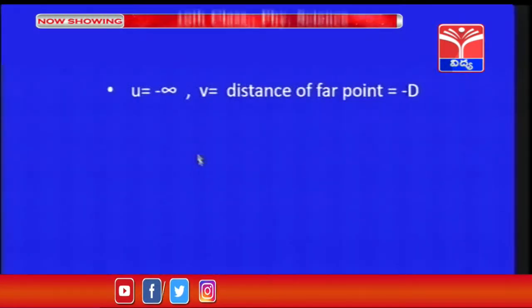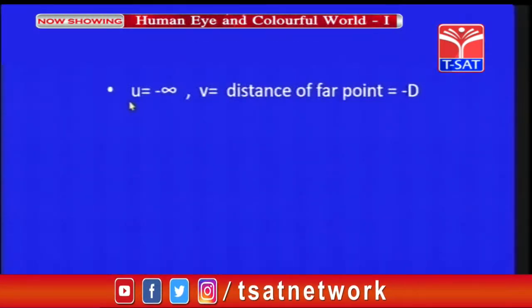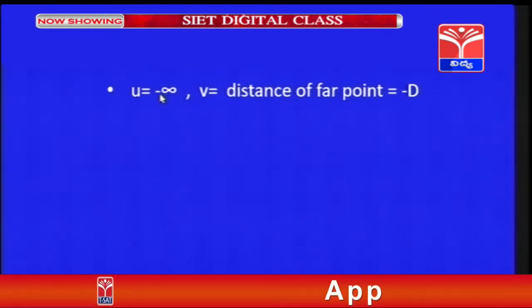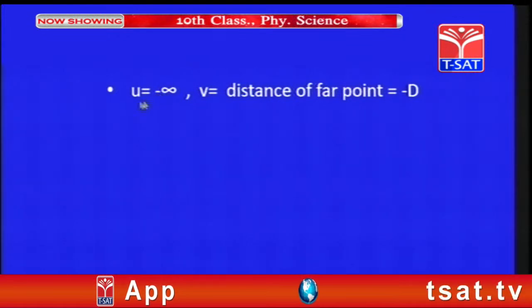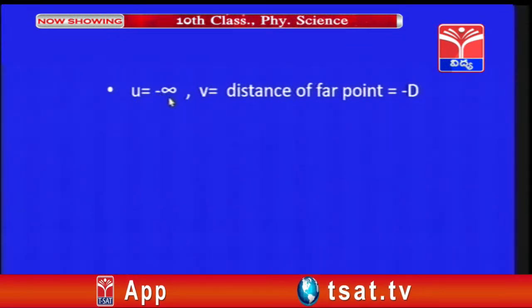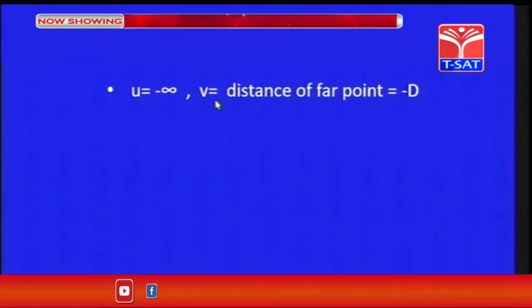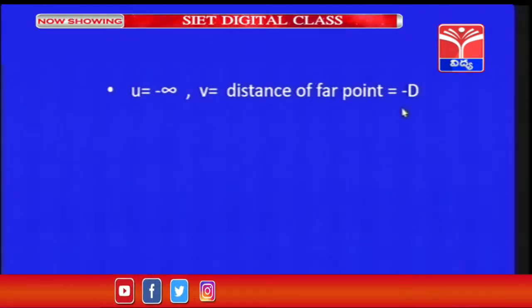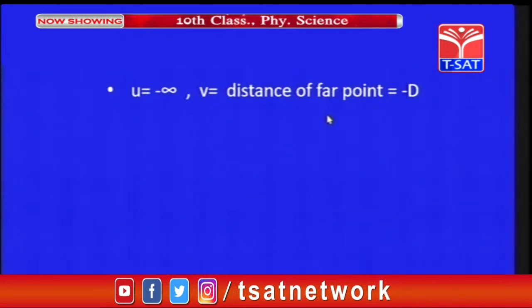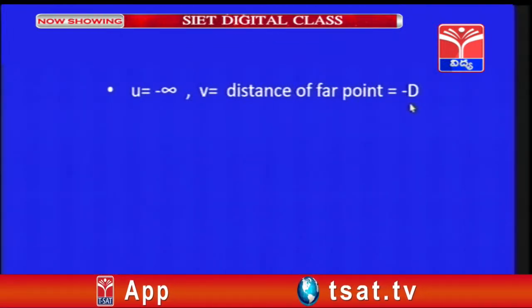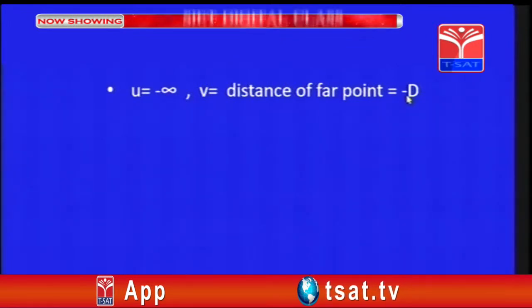In this condition the object is at a longer distance, that's why the object distance is taken as infinity. Here the negative symbol indicates that the object is opposite to the incident light ray, according to the sign convention. The image distance is equal to the far point, which means the image has to fall on the far point. That's why the image distance is taken as the far point, symbolized with capital D. This is also negative according to the sign convention.